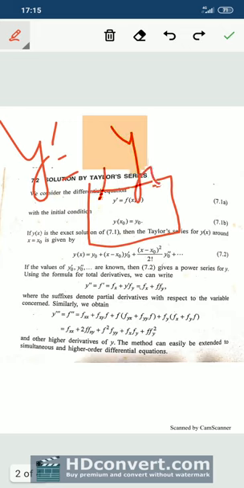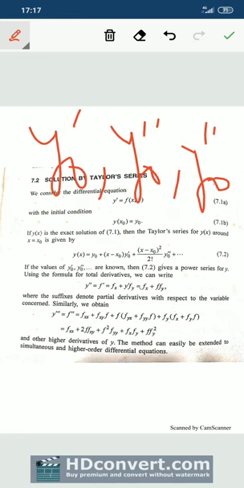Do you know why not dash, why not double dash, why not triple dash, and so on.